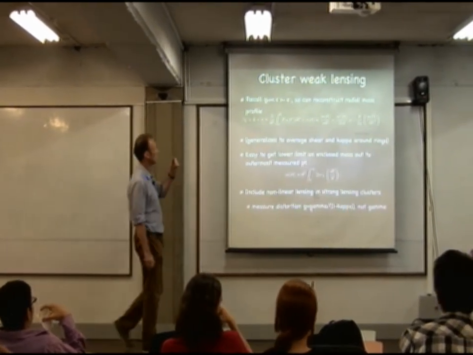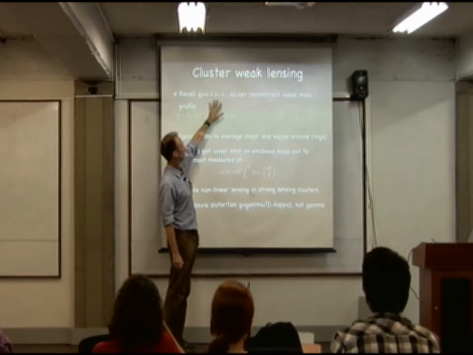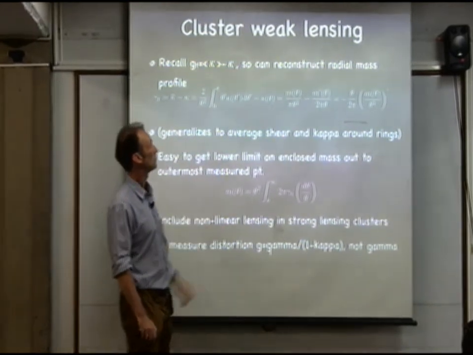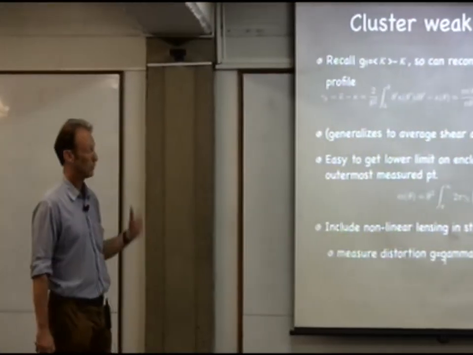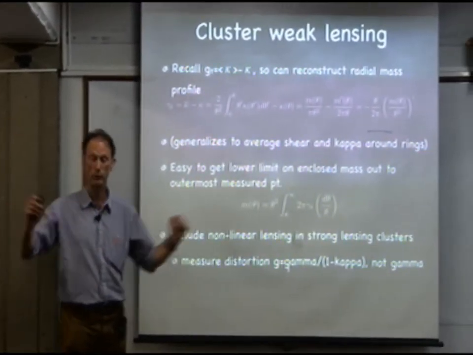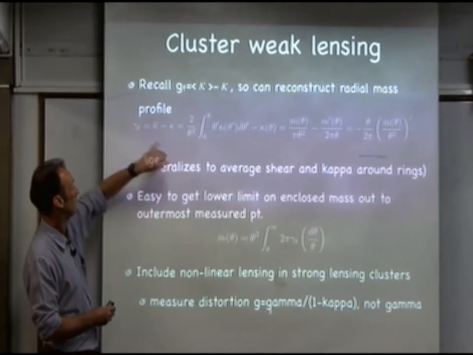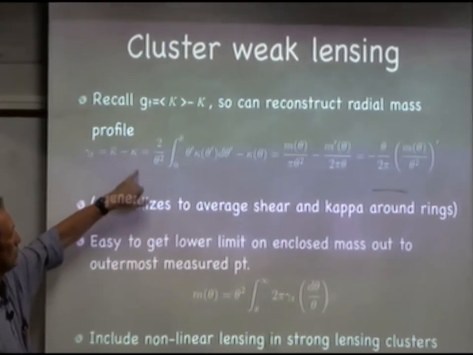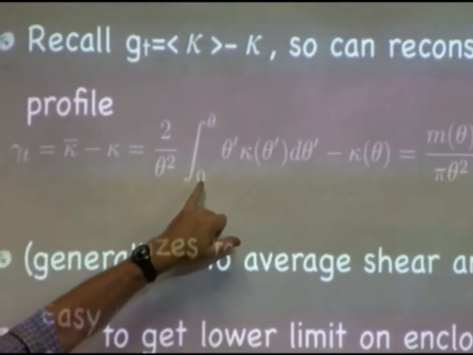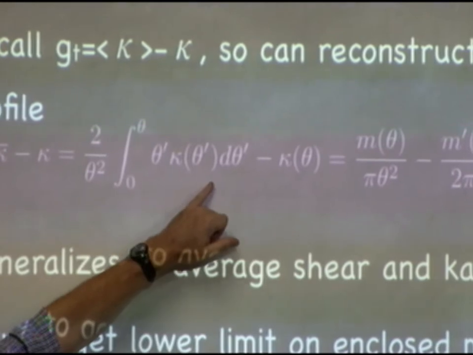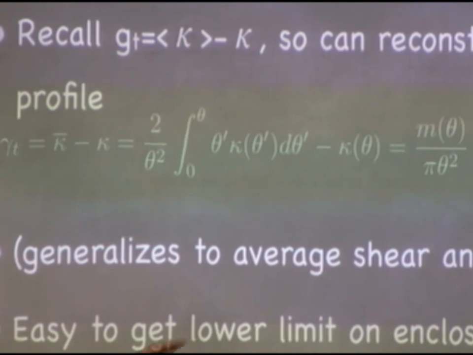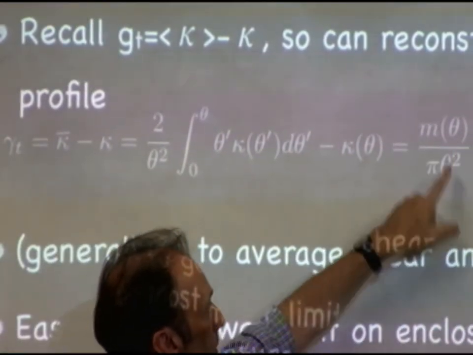So remember what we can measure. We have the tangential shear, which is the mass contrast, the average surface density within an area minus the surface density at that radius. And so once you can measure this, that gives you all the information you need to construct the radial mass profile of the cluster. You can basically integrate this up. The tangential shear is this combination of the kappas, which is this integral here. Right? The average kappa is the integral over a disk of kappa divided by the area of the disk. And that you can rewrite in terms of the dimensionless mass included in the disk. This is the average kappa.